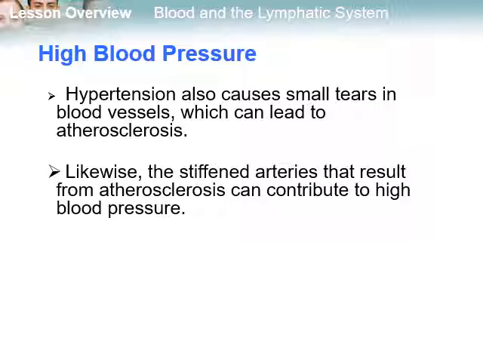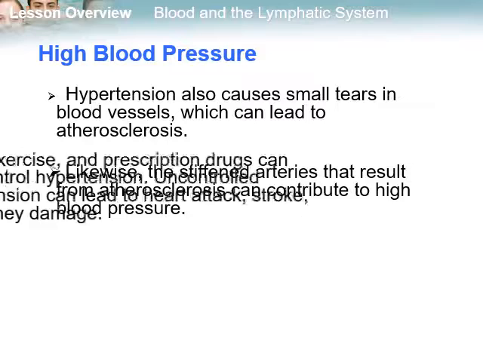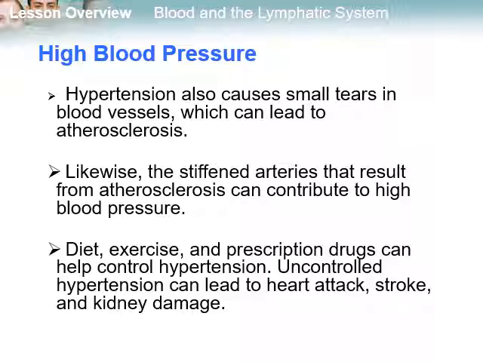What are the ways by which we can control hypertension? The ways are a diet which is low in fatty acids, regular exercise, and certain prescription drugs. Uncontrolled hypertension can lead to heart attack, stroke, and kidney damage.